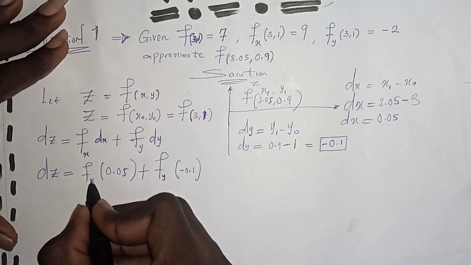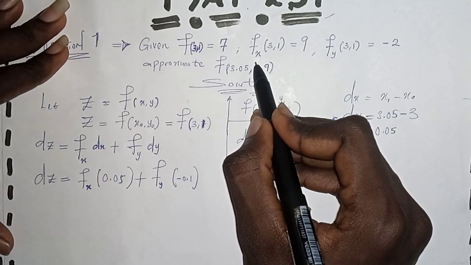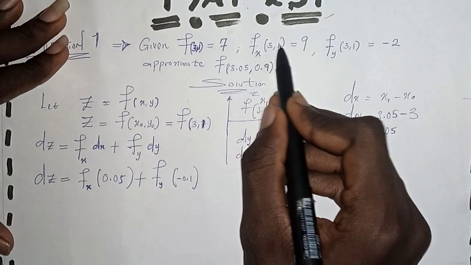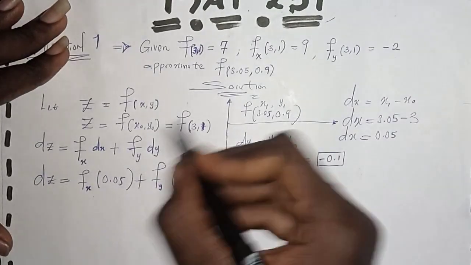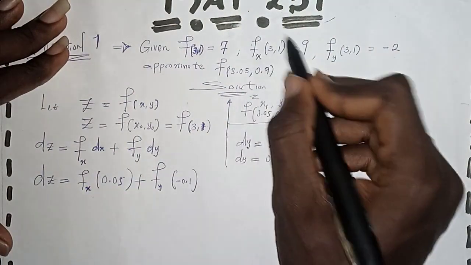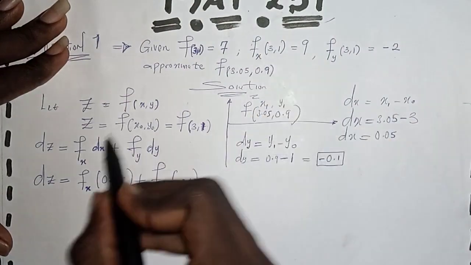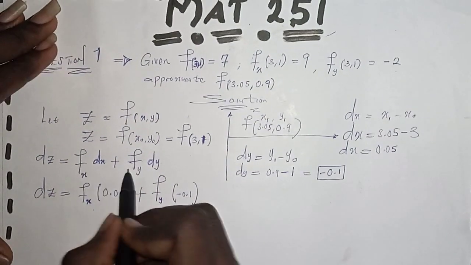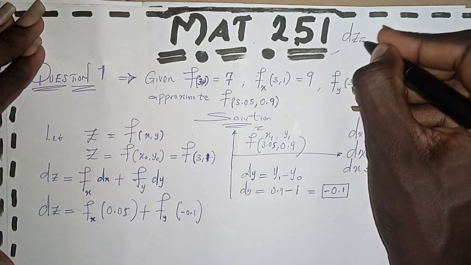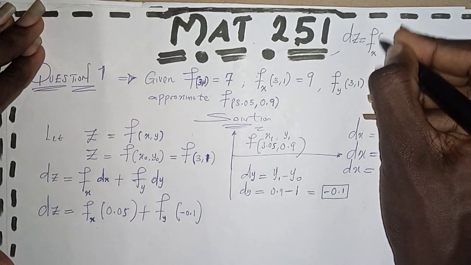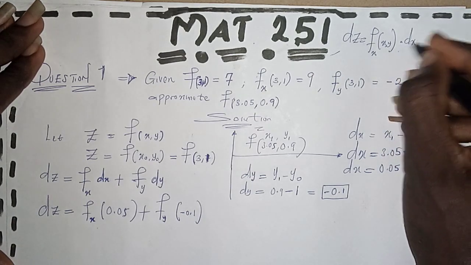Considering this now, I need fx. And fx is given already. Fx in terms of the two independent variables, x and y, the point is 3, 1. So the fx value, ordinary fx, this is it here, is equal to 9. You don't have to be confused by this 3, 1, because the correct way of writing this definition is, we're supposed to have written it like this. Fx must be in terms of two independent variables, then multiplied by dx. So this is the best way of writing it.